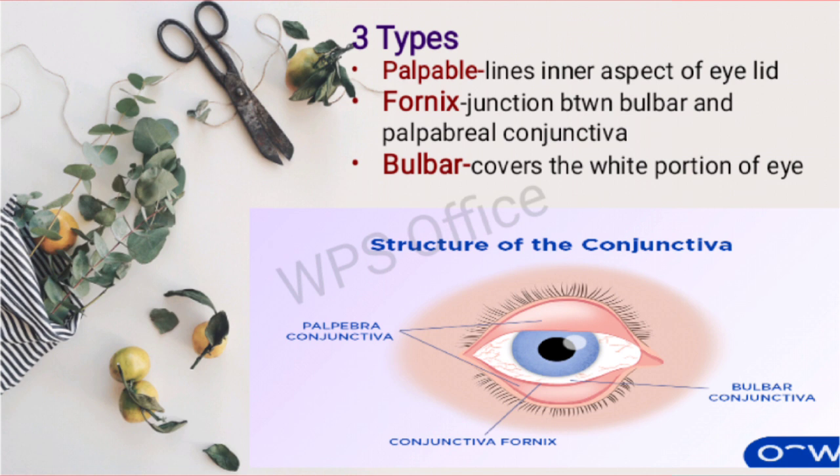The main applied anatomy of the conjunctiva is that we can use it for checking Kamala or anemia, and we can use it for finding the disease conjunctivitis. So this is the main applied anatomy. Details of this disease we can see later.